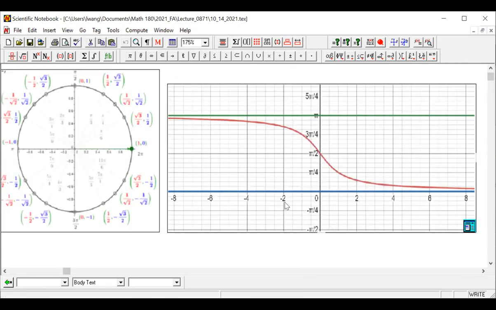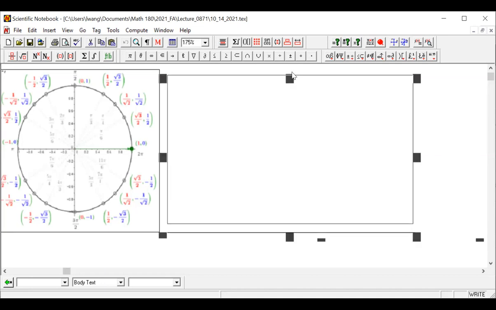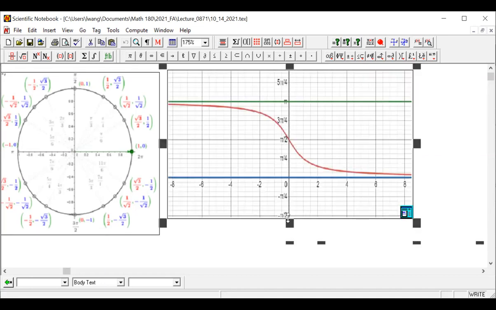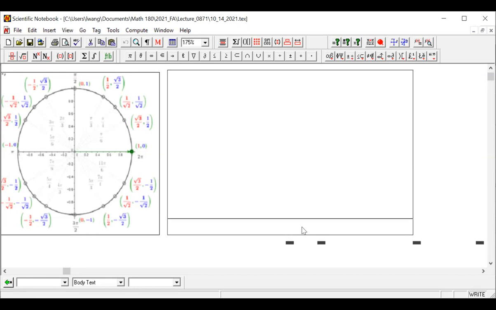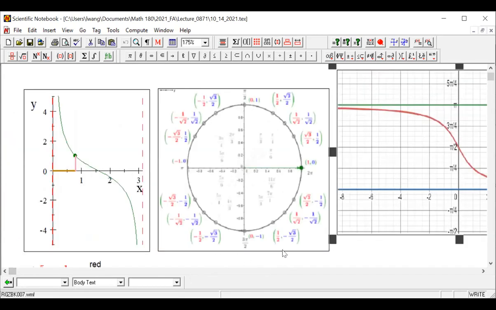And these, the blue and the green, they are the horizontal asymptotes. These are horizontal asymptotes, okay? And I will give you homework for doing some points. You will encounter ArcCotangent, but it may not be as often as the ArcTangent, but you may still encounter it, right?